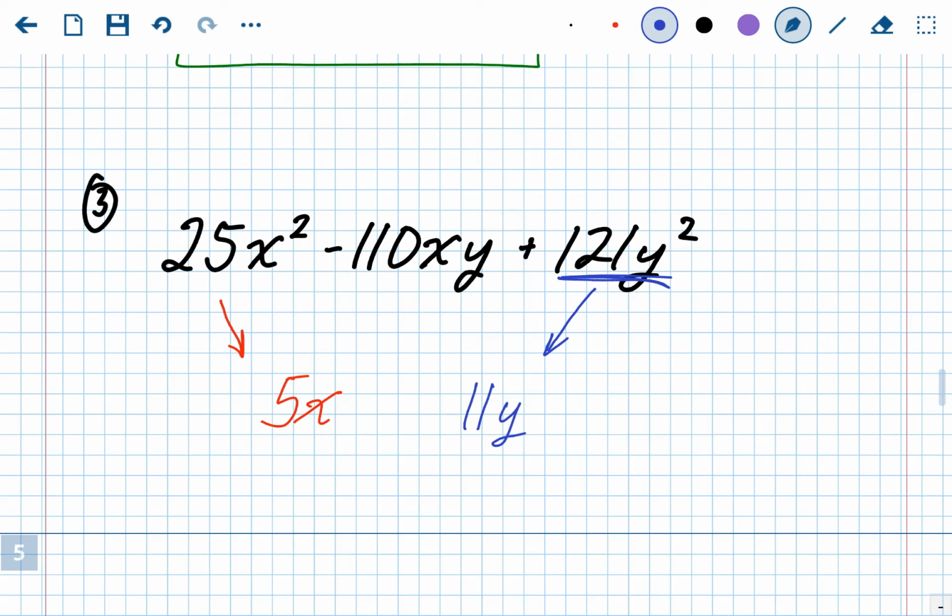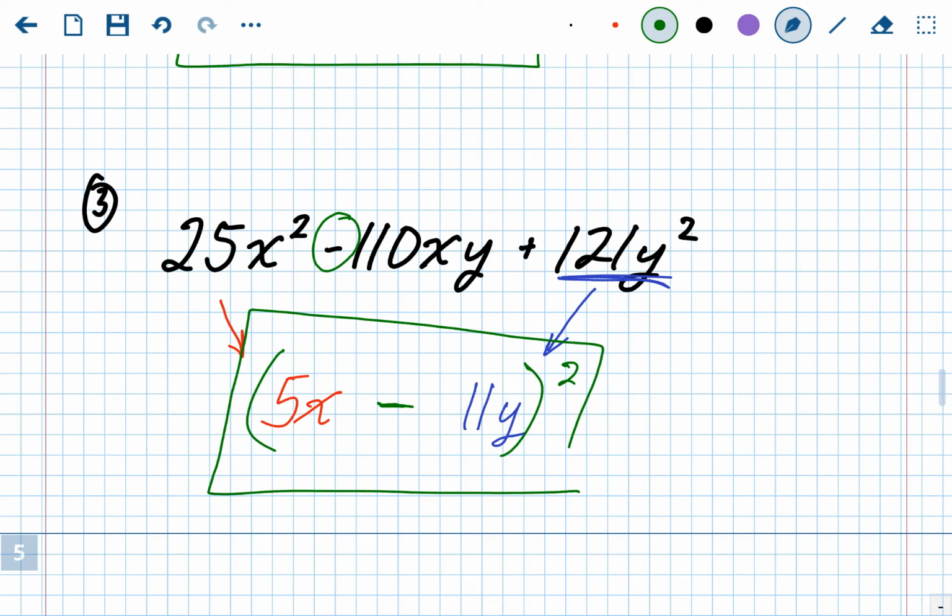Multiply those two together. So multiply 5x times 11y, which would be 55xy. Double it. 55 doubled is 110, and that is the middle term. So what we do is we take the sign in the middle and put it between our two, and then square the whole thing. And again, what this means is that if you do 5x minus 11y times 5x minus 11y, you're going to end up with the trinomial that we started with.